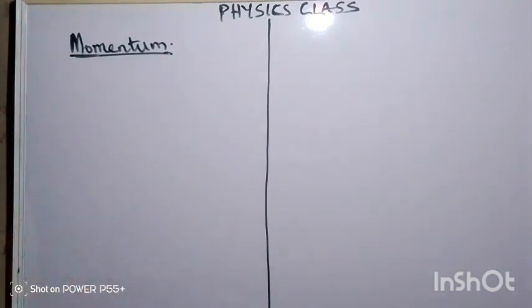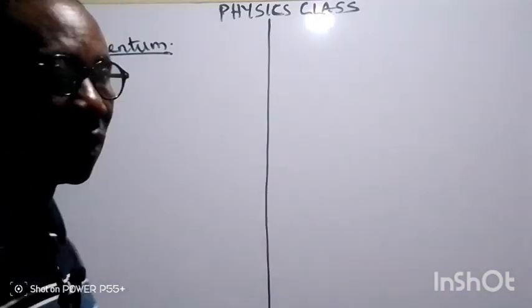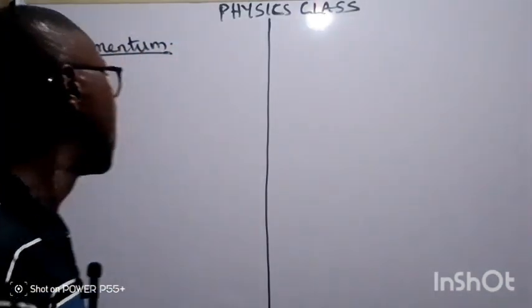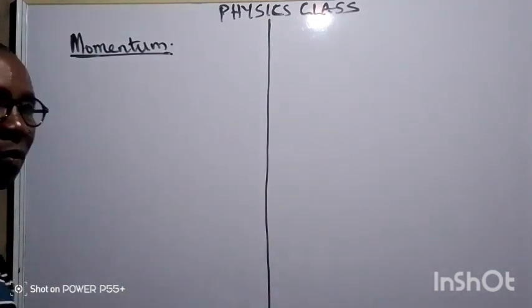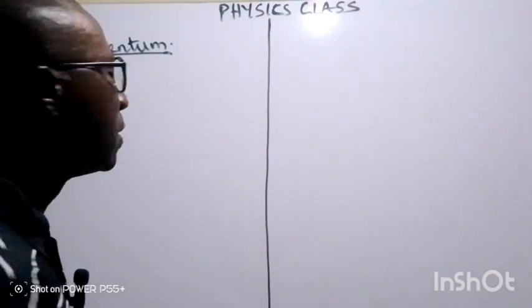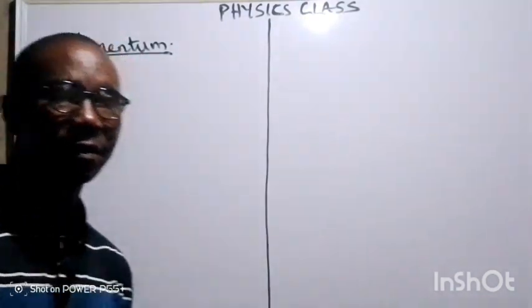So momentum is simply defined as the product of mass and the velocity of an object. I'll say it again. Momentum is simply defined as the product of mass and the velocity of an object.